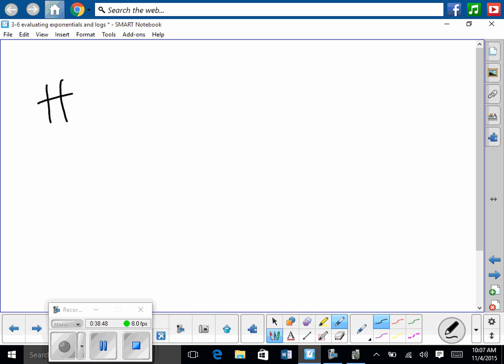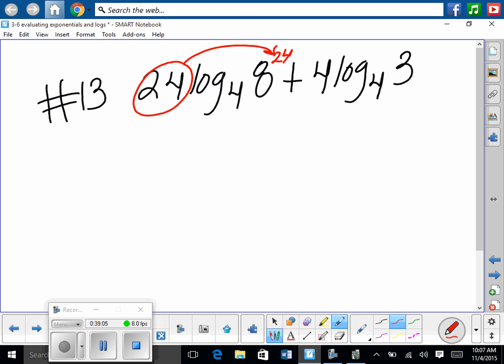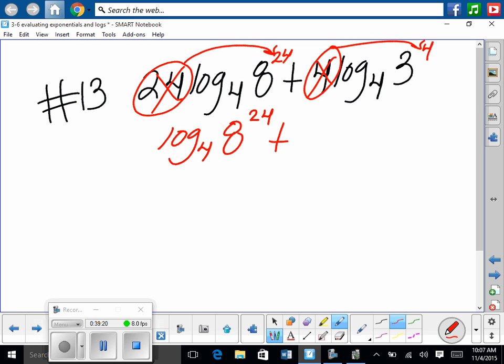So check your answer. Number 13. We have 24 log to the base 4 of 8 plus 4 log to the base 4 of 3. Okay, before we start pulling this into one log, we're going to fix any exponents. So whatever's being multiplied, that's the exponent up there, that'd be 24 up there. Does everybody understand that piece? Okay, then this 4 goes up in the exponent, so that's a 4 up there, the 4 is gone. Okay, so then from there, I'll just show my work, log to the base 4 of 8 to the 24th plus log to the base 4 of 3 to the 4th.